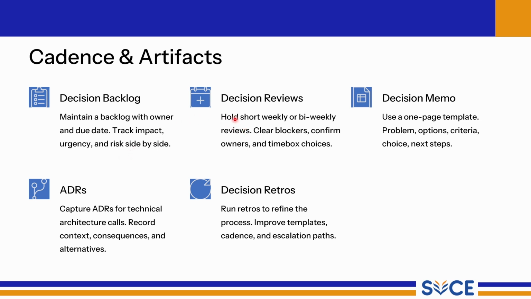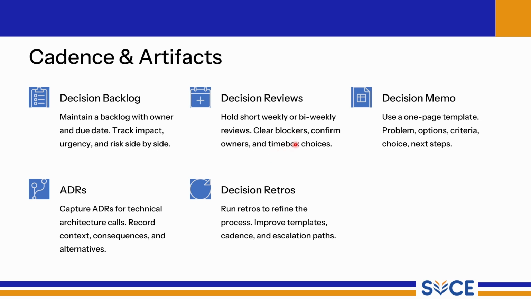Next one is decision reviews. Hold short weekly or bi-weekly reviews, clear blockers, confirm owners, and time-box choices. Quick reviews keep decisions moving. Blockers get cleared, responsibilities are confirmed, and choices don't drag on. So decide fast, keep flowing.